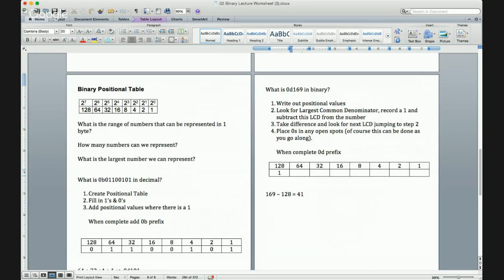Are there any 64s in 41? No. Okay. Are there any 32s in 41? 1. All I have to do is divide. That's really what I'm doing. Or I can see which one is larger, because really it's just subtraction. It's just a difference. So there's 32 and 41. I'll write it down here. 41 minus 32 is 9. Moving on. Are there any 16s in 9? No. Are there any 8s in 9? 1.